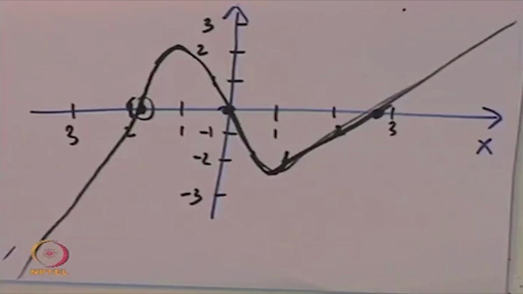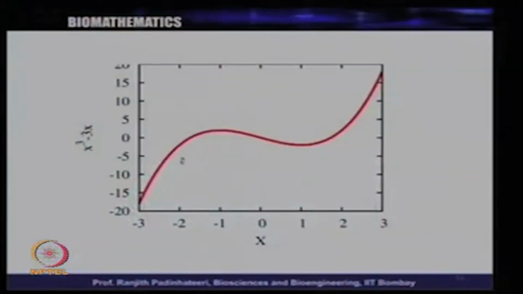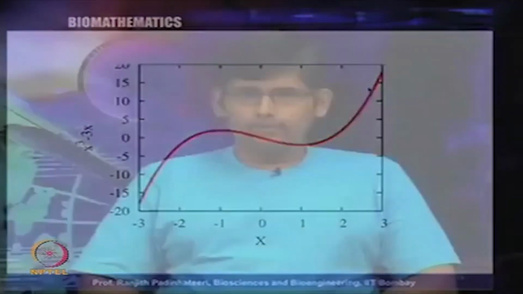So, knowing this much, we could just join together, and the function will look like this. There is a maximum, there is a minimum, and this is how the function looks. So, this is how you schematically plot a function. This is one example where you schematically plot a function. Now, we will take one more example.